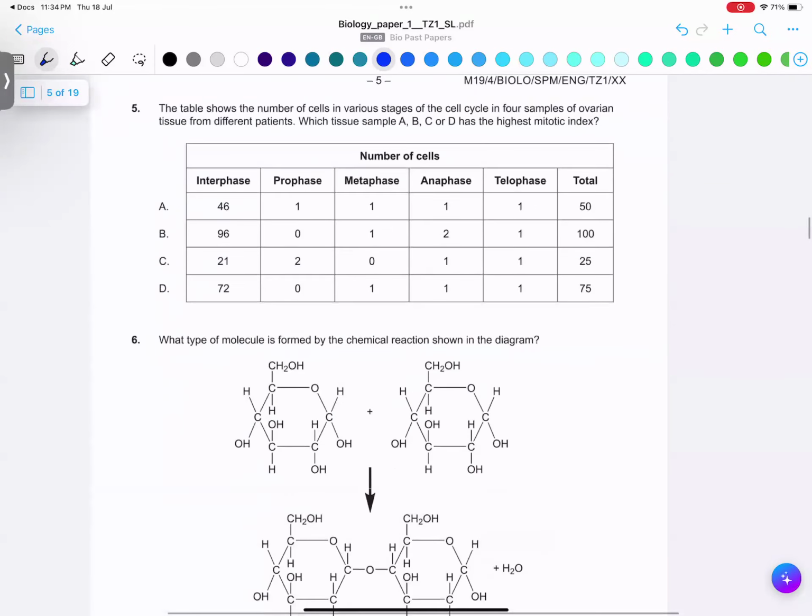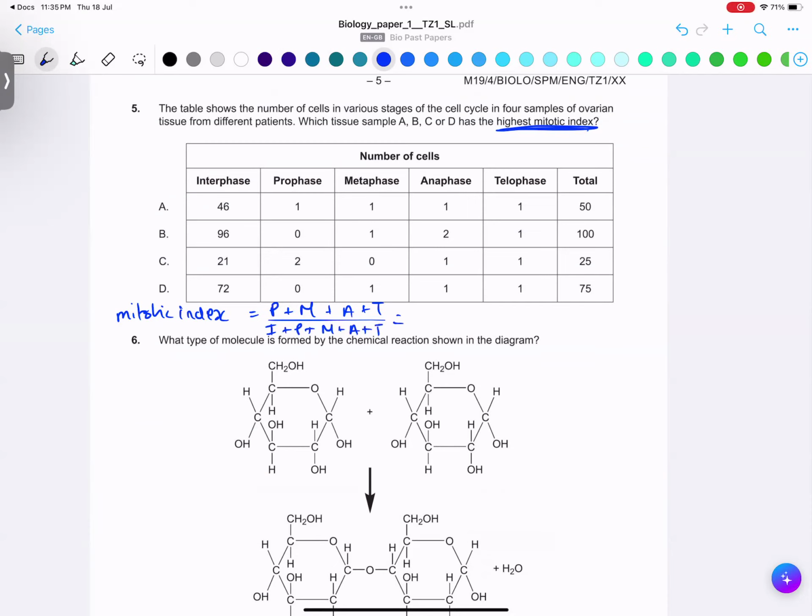Okay, so table 5 shows us the number of cells in various stages of the cycle in 4 samples of ovarian tissues from different patients. So we have to find which sample, A, B, C, has the highest mitotic index. So let us calculate the mitotic index. Firstly, how do you calculate it? Mitotic index is basically prophase plus metaphase plus anaphase plus telophase divided by interphase plus prophase plus metaphase plus anaphase plus telophase. Okay, this is basically it.